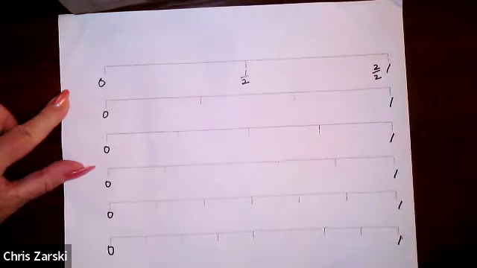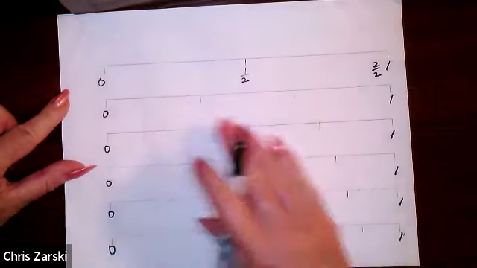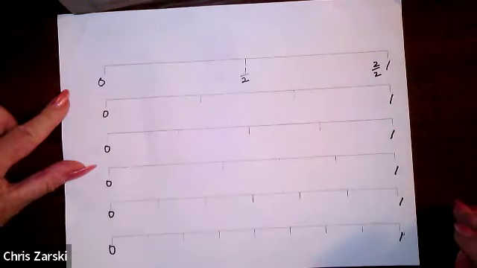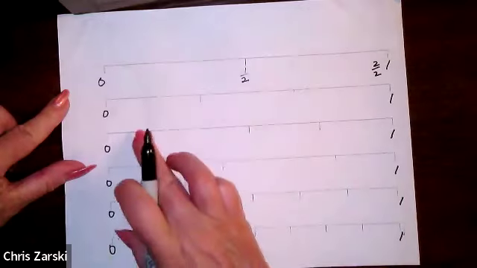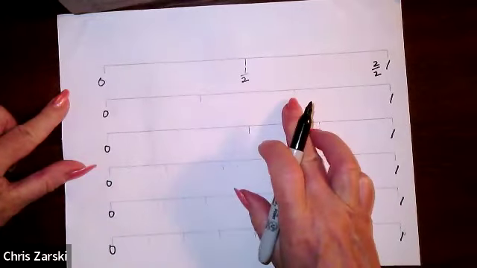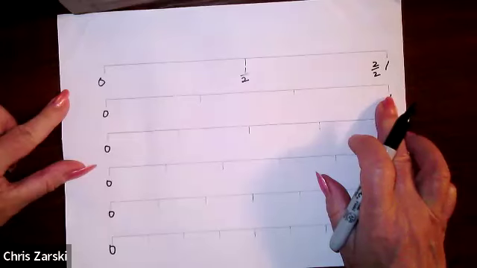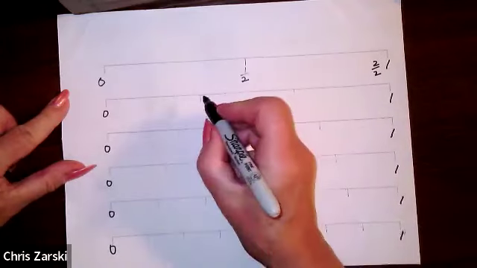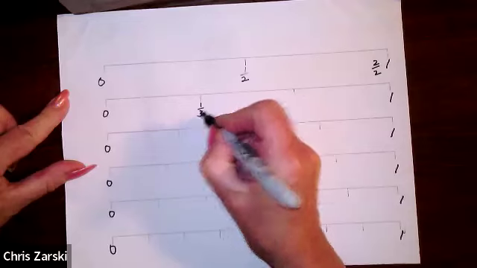So they're all measuring the same 1. It's just that each line got cut into different sized pieces. So what will I write for this one? Well, I had 1, 2, 3 hops to get to the 1. So my unit fraction would be 1/3.